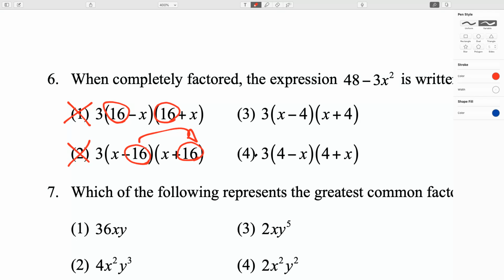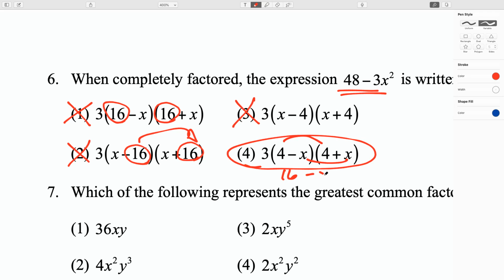Now let's look at 3 and 4. I can already tell the answer is 4 and not 3. The only difference between 4 and 3 is the location of the x versus the 4. And in our question, the number is first, and the variable is in the second term. So if we were to check this, 4 times 4 is 16, and x times x is x squared. And then multiply by 3, we would get 48 minus 3x squared.